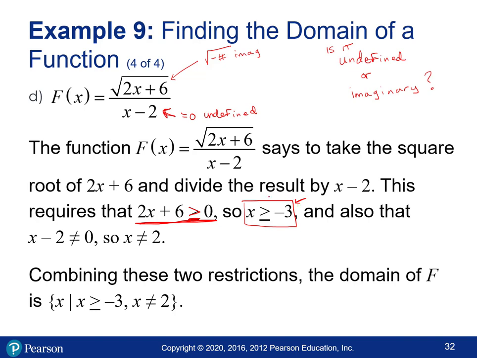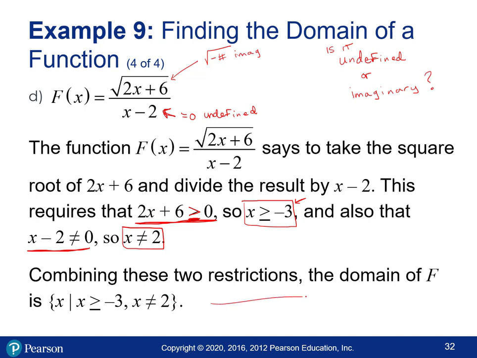And then separately, I can't have the bottom of my fraction be 0, because then it's undefined. So I have to say, well, this denominator cannot be 0. So x minus 2 can't be 0. So if I add 2 to both sides, x can't be 2. So I have to keep both of those things in mind, and putting those together tells me what I can choose, the domain. So the domain is all of the x's such that x is greater than or equal to -3 as long as it's not 2.